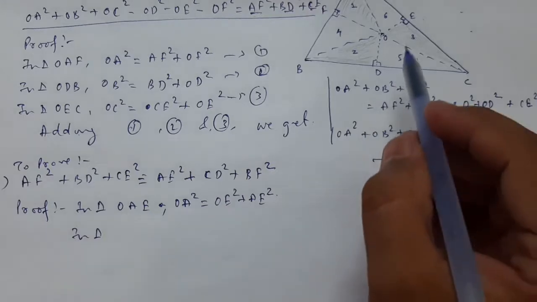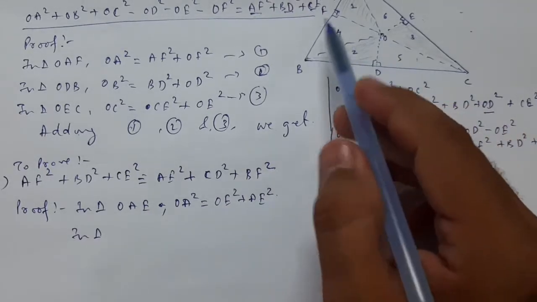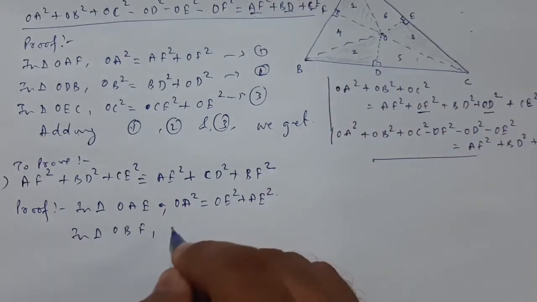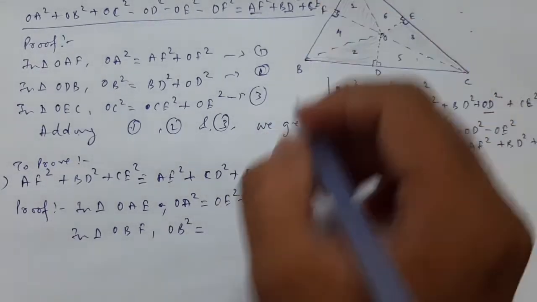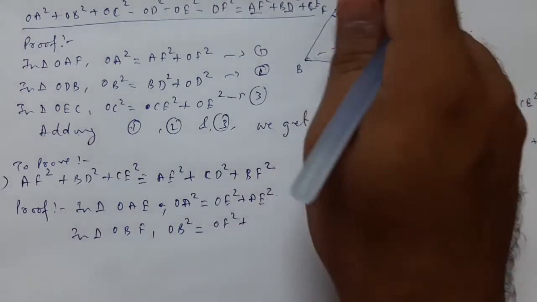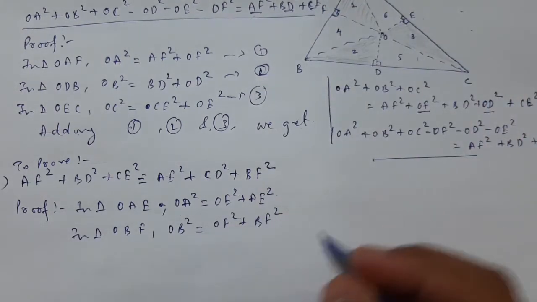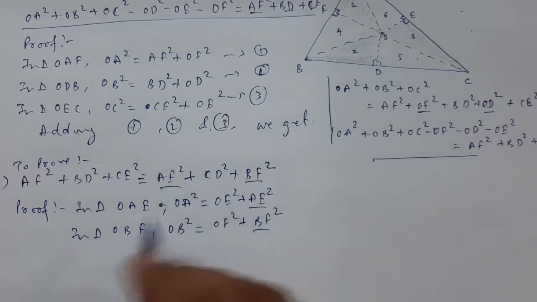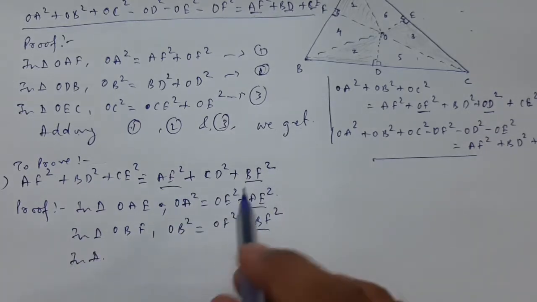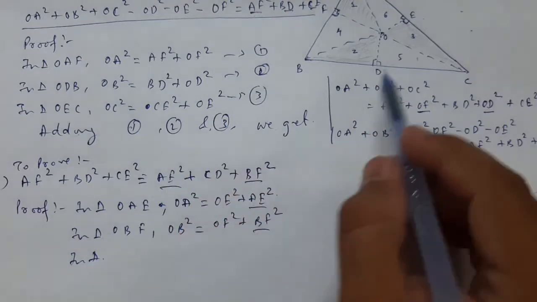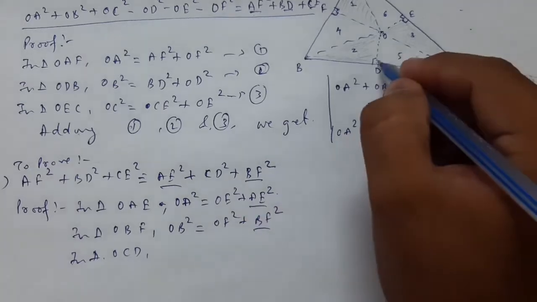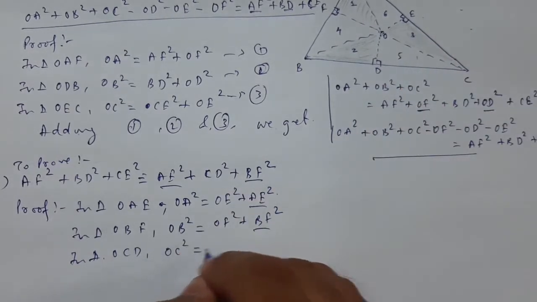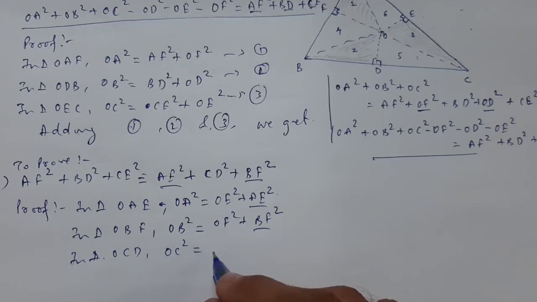Similarly, in triangle OBF, 90 degrees here, so OB becomes hypotenuse. OB square is equal to OF square plus BF square. So you see, we are getting this. Okay. In triangle OCD, here is 90, so OC becomes hypotenuse. OC square is equal to OD square plus CD square.